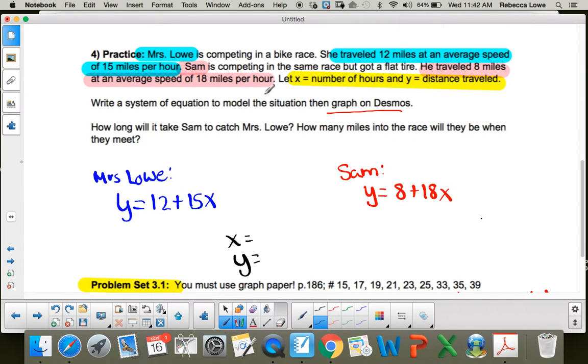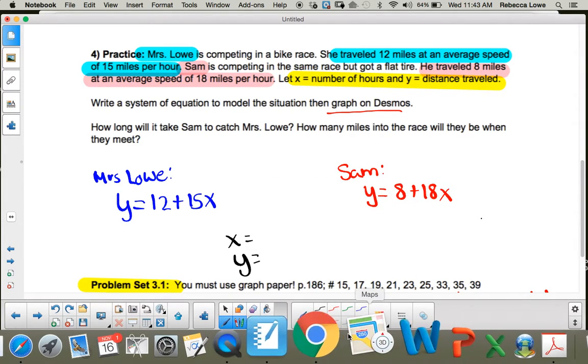Well, first you write a system of equations. Since there's 2 people here, we've got Sam and Mrs. Lowe. I've highlighted Mrs. Lowe's information. I've traveled 12 miles, so that's 12, plus I've gone 15 miles per hour. So y is my total distance and x is the number of hours I would travel. Sam has already gone 8 miles and he's traveling at 18 miles per hour. So there's Sam's equation. Notice that's in y equals mx plus b.